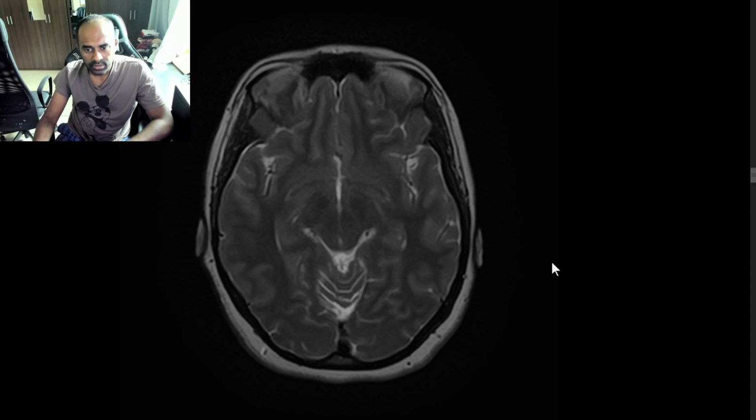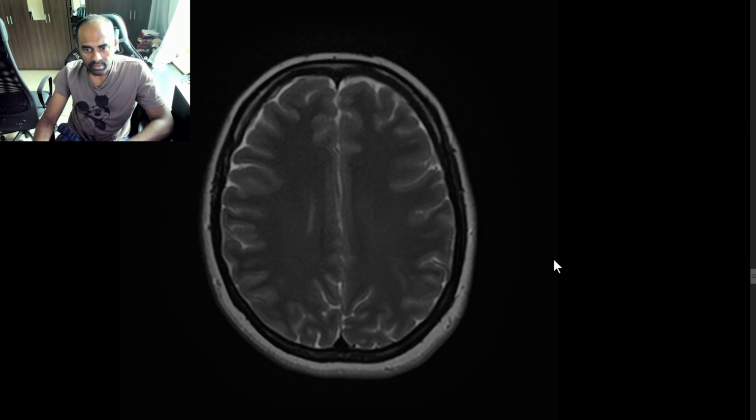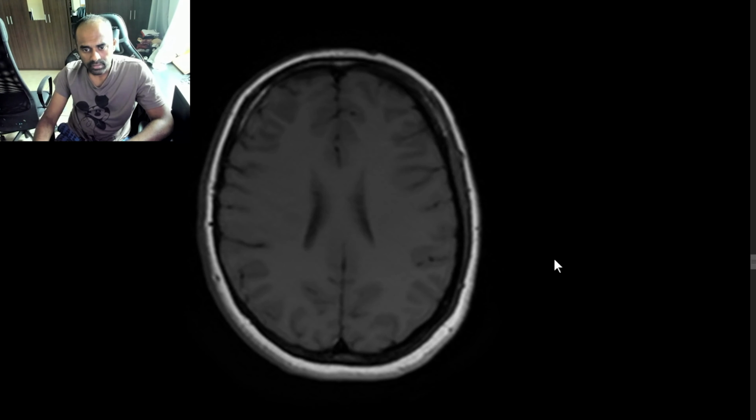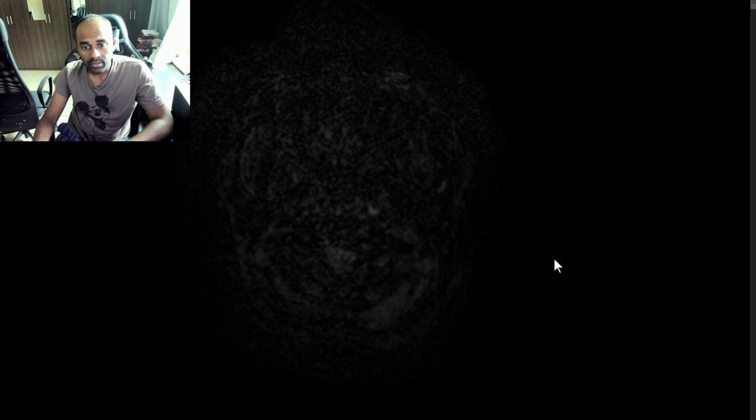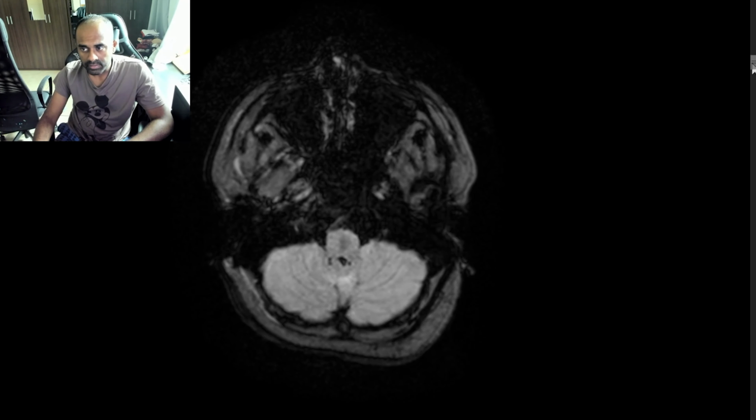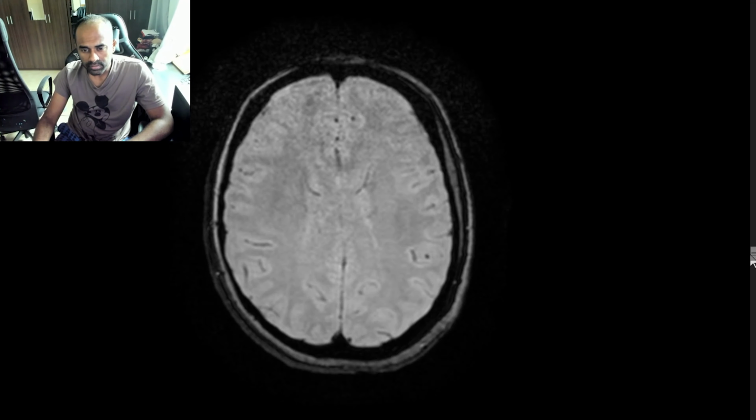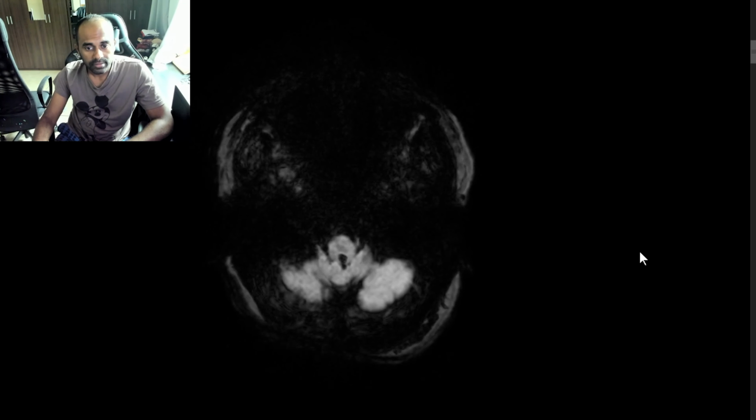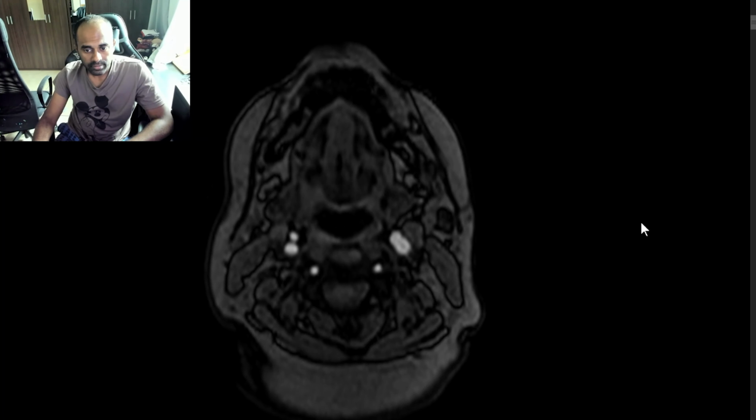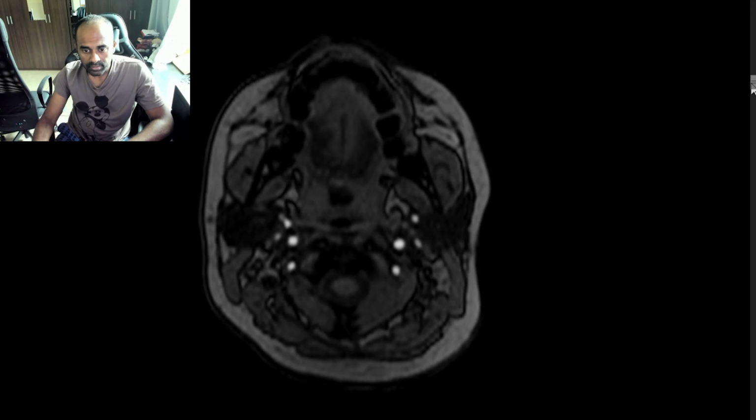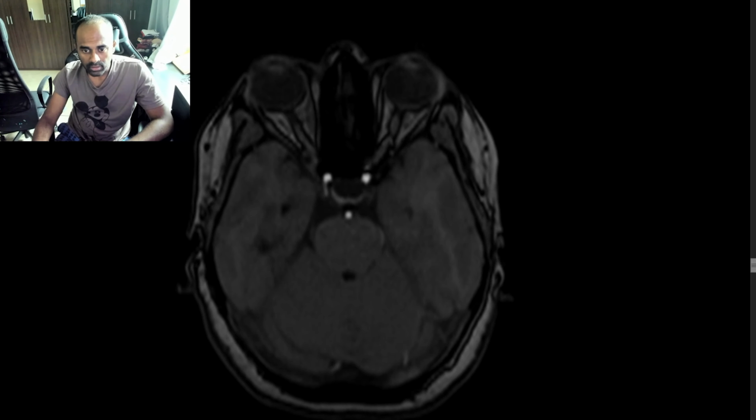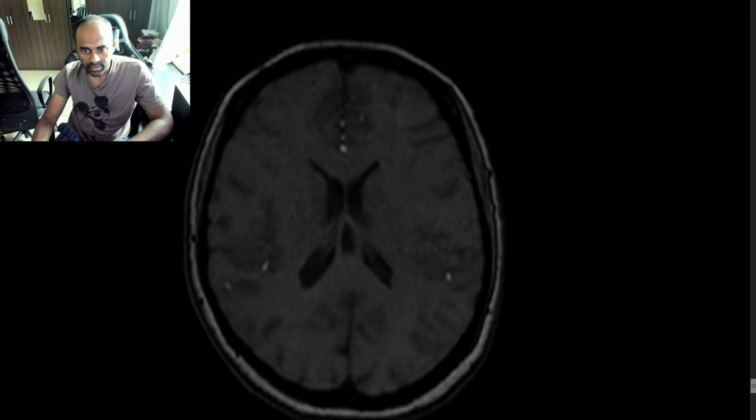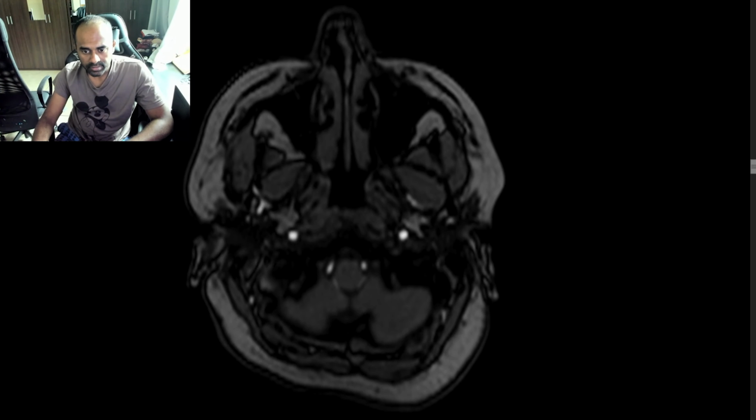T2 weighted images appear totally normal. T1 normal. Susceptibility weighted imaging is normal. Non-contrast 3D TOF angiography again is unremarkable.